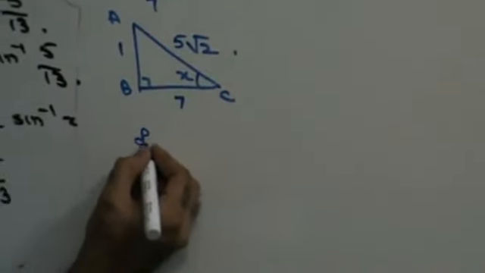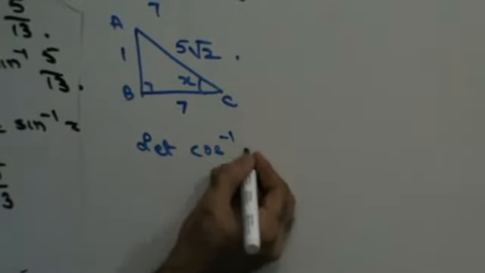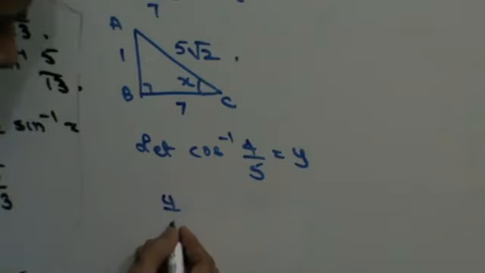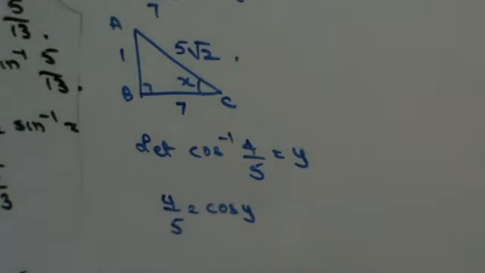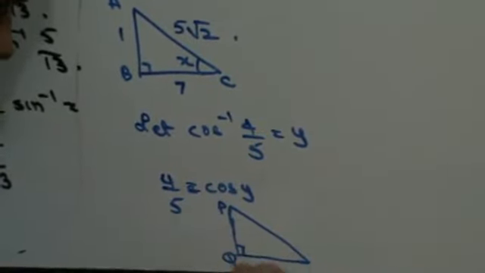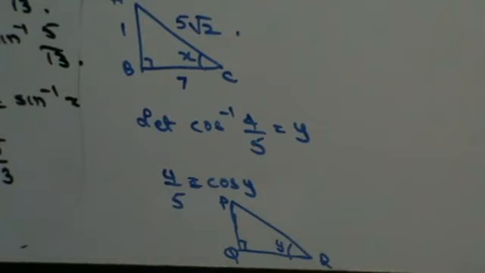Let cos inverse of 4 by 5 be equal to y. Therefore, I can say that 4 by 5 is cos y. Draw your right angle triangle. I'm drawing it here only, guys. Let's assume this is triangle PQR, and let's assume that angle R is equal to y. Now cos is adjacent upon hypotenuse. If I apply Pythagoras theorem, side PQ will be equal to 3. Now let's see the answer, people.